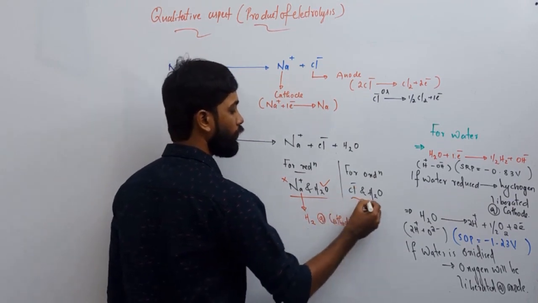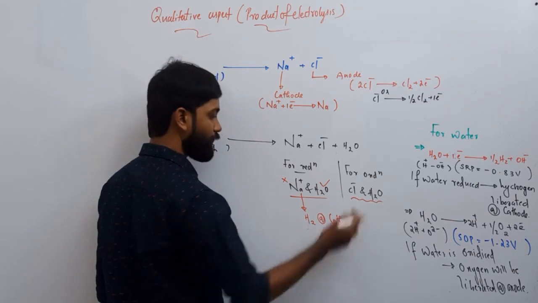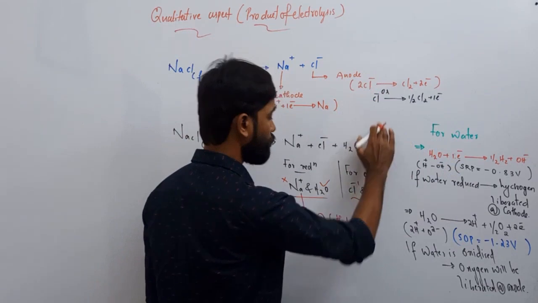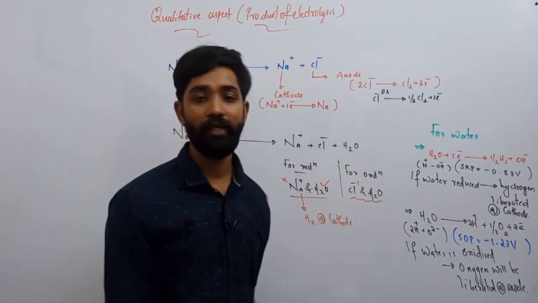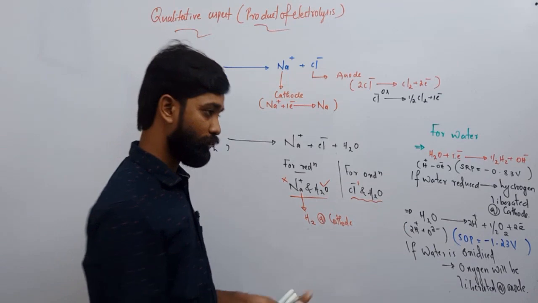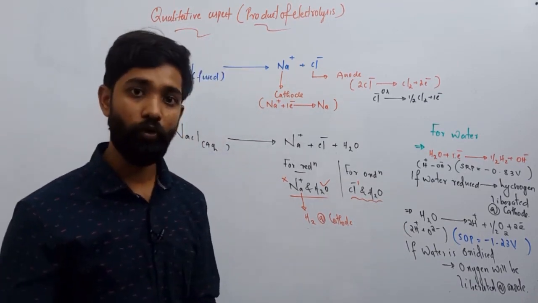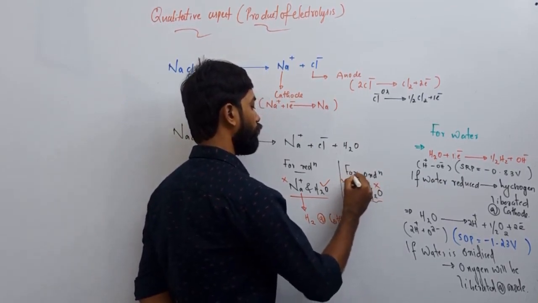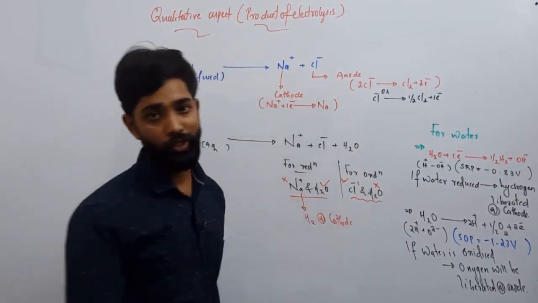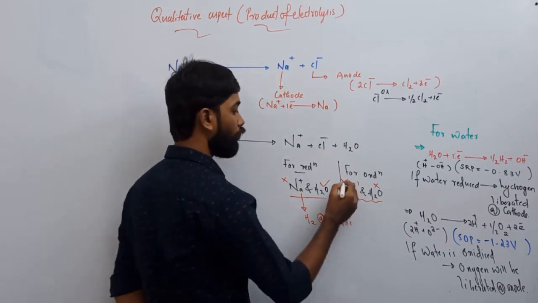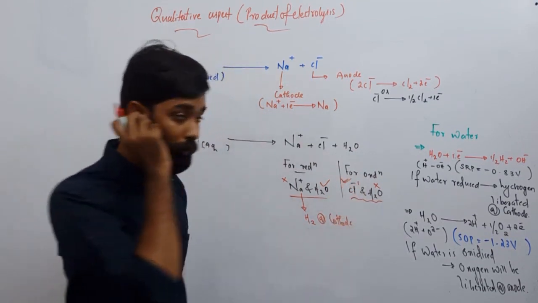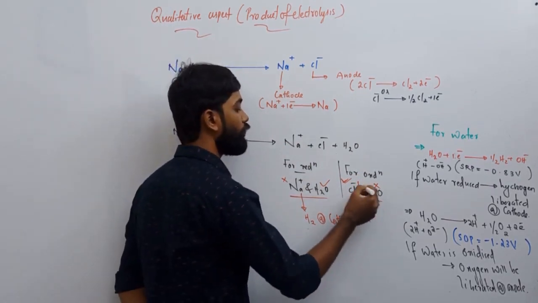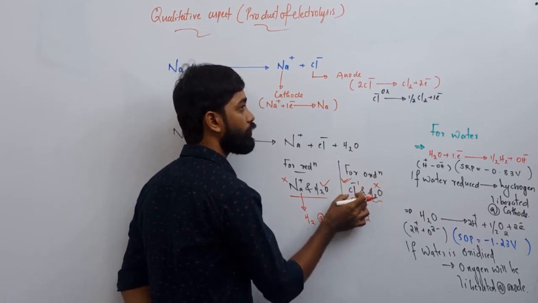Similarly, what about here? There is a competition for oxidation of Cl-, and we know that Cl- can oxidize, and there is competition between the oxidation of Cl- and the oxidation of water. If Cl- is oxidized, chlorine is liberated at the anode. If water is oxidized, oxygen is liberated at the anode. So here, chlorine will be liberated at the anode. So in this competition, chlorine has dominance.